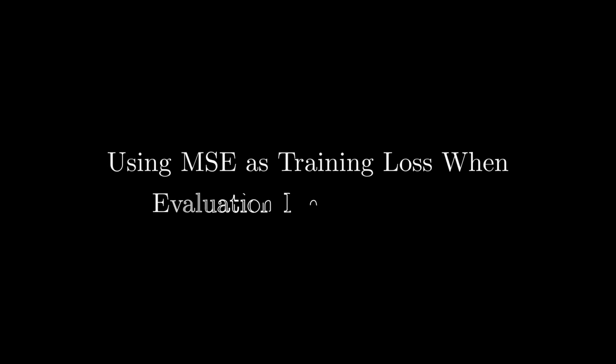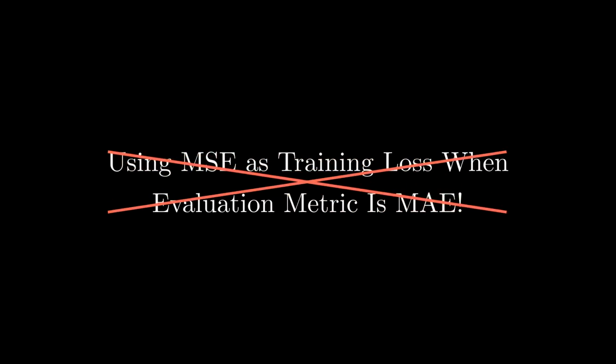For example, it does not make sense to use mean squared error as the training loss when the evaluation metric is mean absolute error. Doing so is, at the very best, a wasteful use of data and resources for training, and immediately raises this question. If mean absolute error is an important metric, why is the model not trained by minimizing mean absolute error? If it's not an important metric, why is it selected for evaluation?